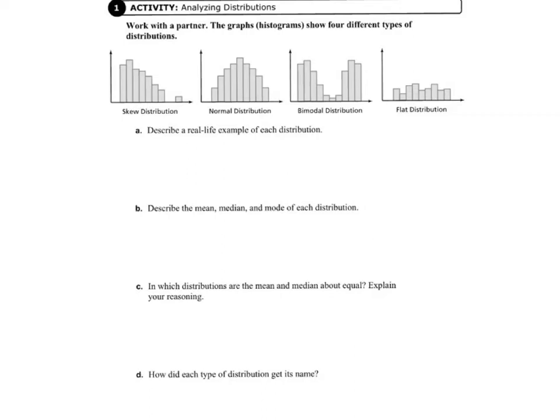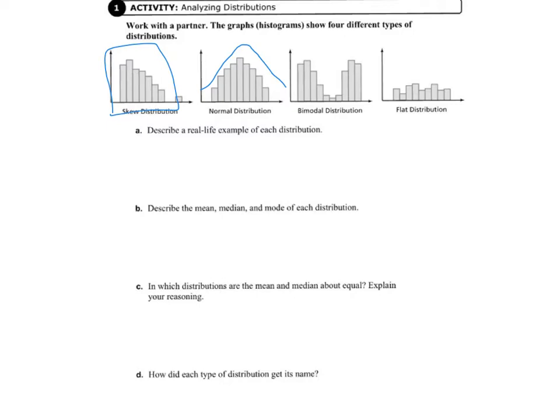Activity 1. Analyzing distributions. The graphs, histograms, show 4 different types of distributions. A skew distribution is the first one, and you'll see where most of the data is to one side. So you can see that in the first. Almost everything is to one side, and there's very little off to the other. A normal distribution is like climbing a mountain. Everything goes up and then everything goes down.